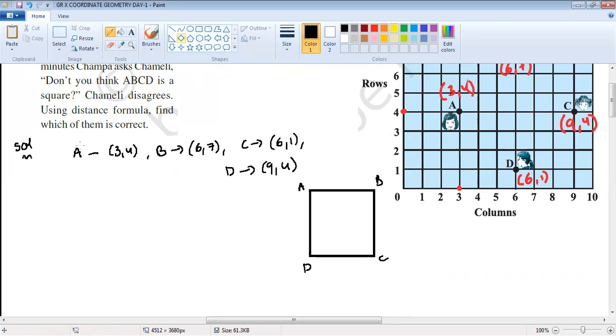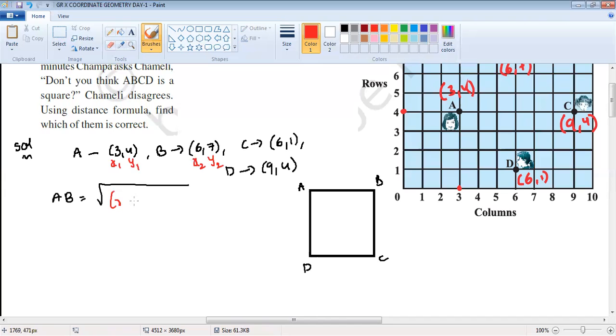Now, first of all, we are going to find the value of AB. So the same distance formula, x2 minus x1 whole square plus y2 minus y1 whole square. For the time being, I'm writing x1, y1 and x2, y2.